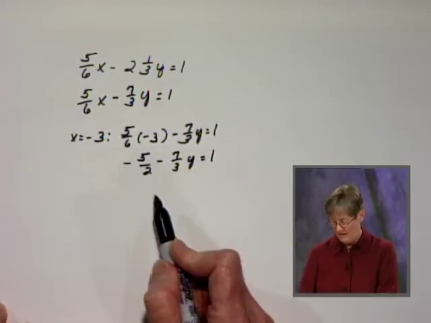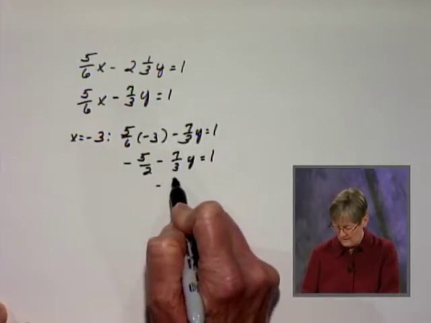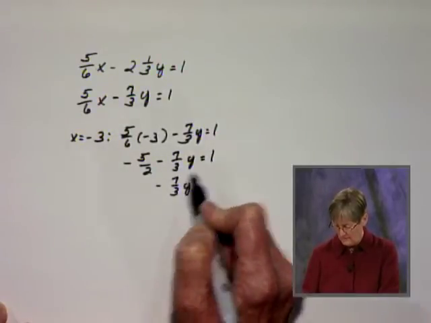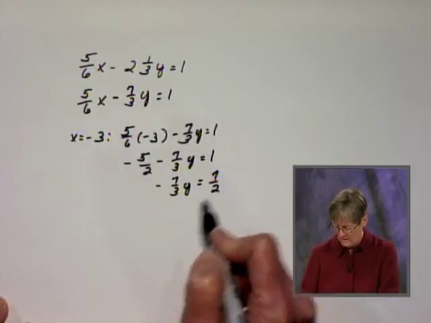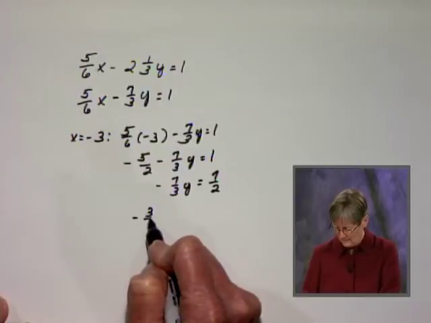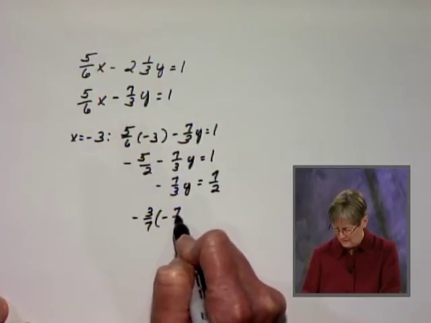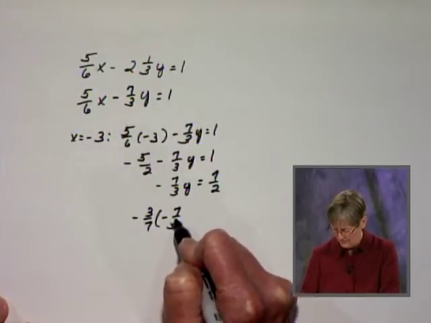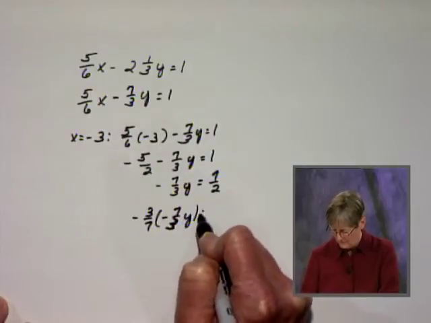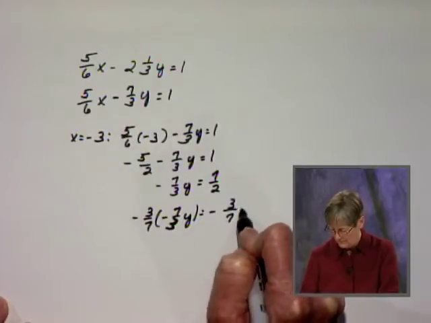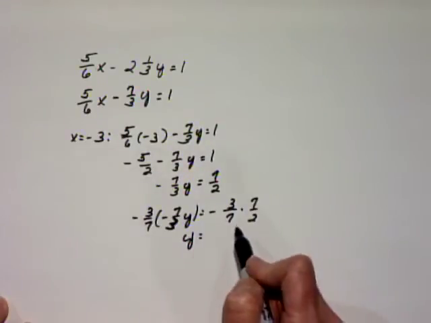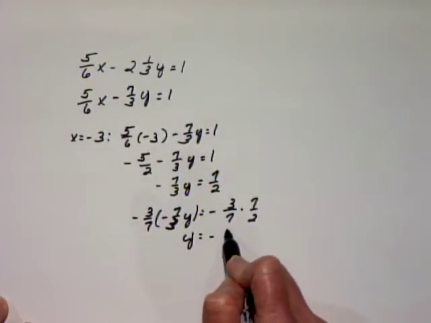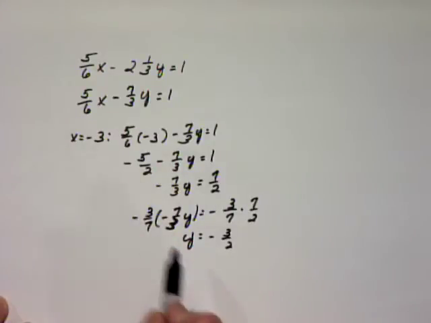If I add 5/2 on both sides of the equation, I get -7/3 y. I'm going to have 5/2 plus 2/2 is equal to 7/2. And if I multiply by -3/7 on both sides of the equation, on the left-hand side I have y, and on the right I have -3/2. So I have a point -3, -3/2.